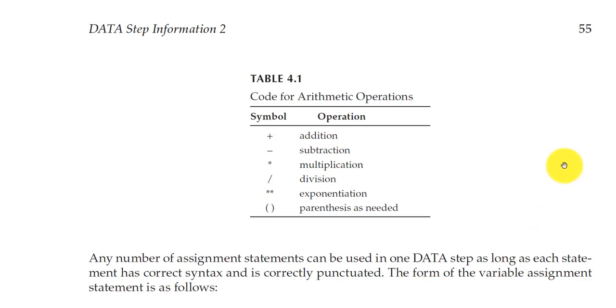So the simple arithmetic operations are addition, subtraction. We can use an asterisk for multiply. We saw the slash for division, which is fairly intuitive. Double asterisk is exponentiation, and then just parentheses as needed for grouping symbols.